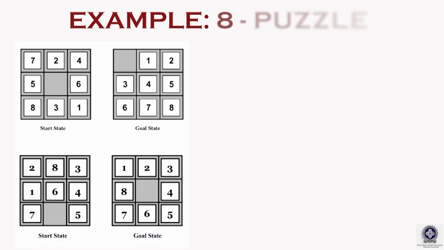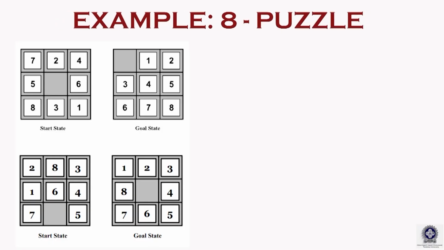goal state. So, here we have examples of the 8 puzzle where we have 2 examples of tile representation you can see. First, the initial state representing 7, 2, 4, 5, 0, 6, 8, 3, 1. In the final state or the goal state we have 1, 2, 3, 4, 5, 6, 7, 8. And in another example we have 2, 8, 3, 1, 5, 4, 7, 0, 5 and we have a goal state like 1, 2, 3, 8, 0, 4, 7, 6, 5.